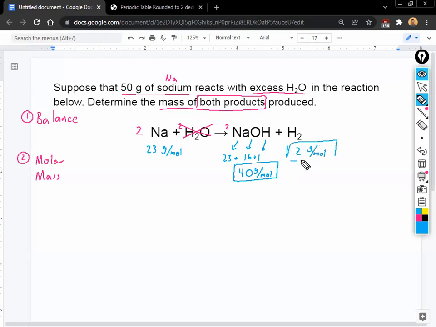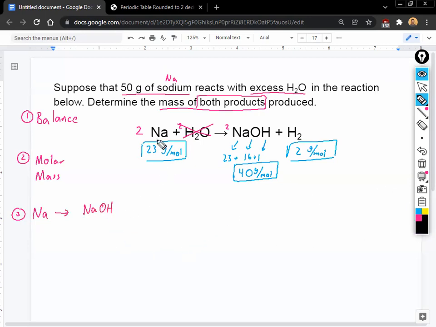All right, so those are the molar masses. Now we just need to do the dimensional analysis. Here we're looking for both products, so you're going to have to set up the fractions 2 different times. You're going to have 6 total fractions and 2 different calculations. I'm going to start off with the first one, where we go from Na to NaOH.